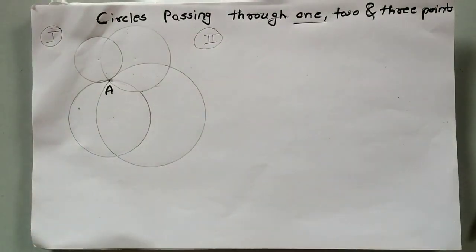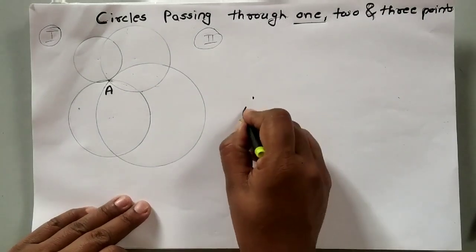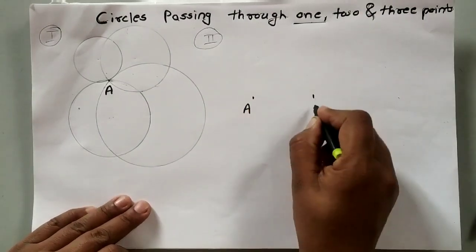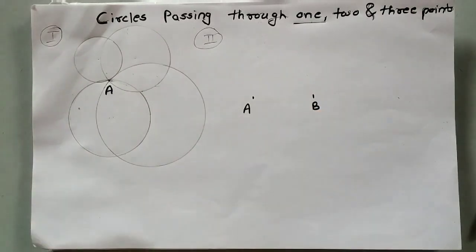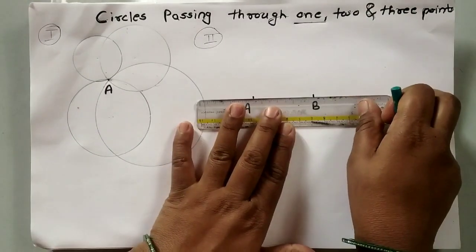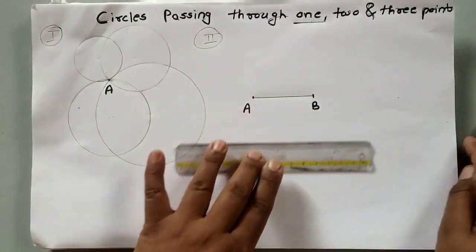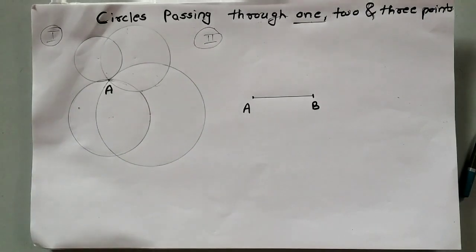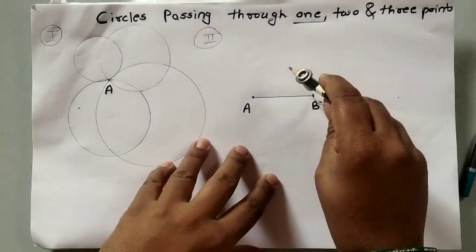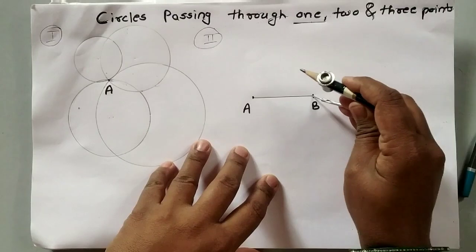Now we will see the second activity. For that I will take 2 points. Here is point A and another point I have taken here, that is B. From this to this, how many circles can we draw? So if we join these two and draw its perpendicular bisector, this is seg AB, and we have to draw the perpendicular bisector for this.